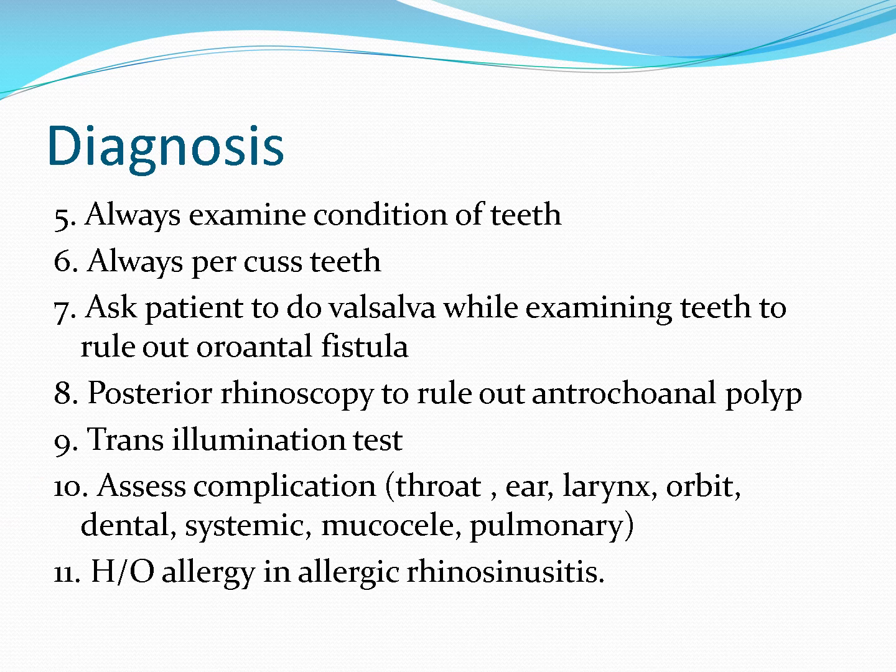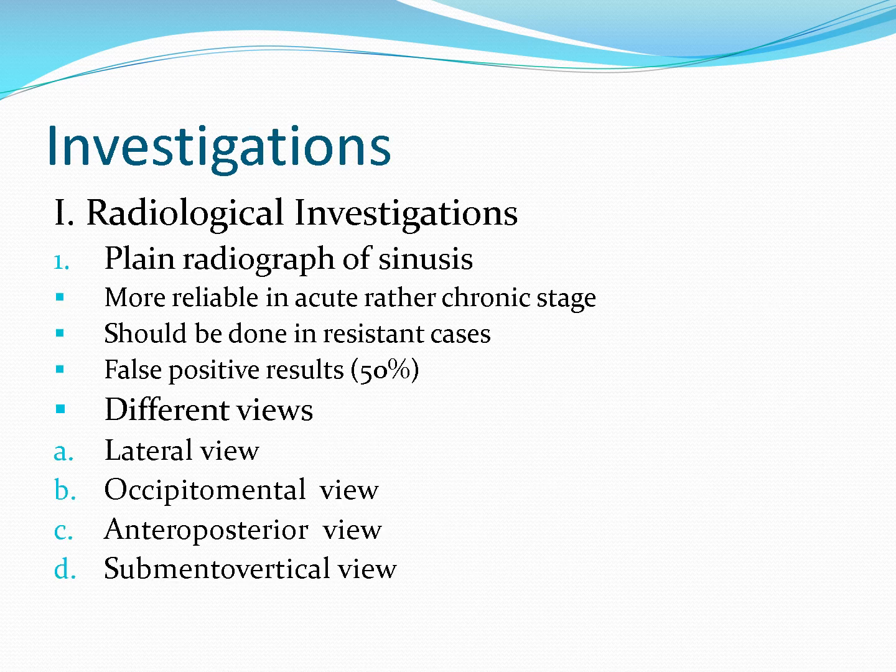Then rule out allergy: take a family history, and you can rule out allergy by examining the nasal mucosa. Radiological investigations are very important. Important is the plain radiograph of the sinuses. There are different views: lateral view, occipitomental view, anteroposterior view, and the submentovertical view. But the results are not very good. False positive and false negative results are more common. But this is the cheapest investigation.